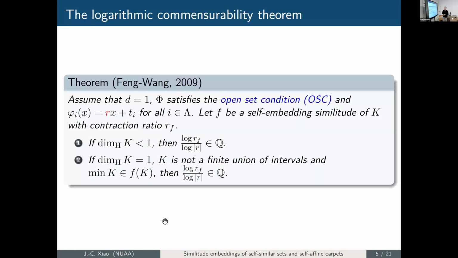And under some mild conditions, even if the self-similar set has full dimension, you can also get such a statement, which is usually called the logarithmic commensurability statement. Okay, so this might be one of the first results toward this direction. So since they work on the real line, it is natural to ask whether this statement can be extended to higher dimensional cases.